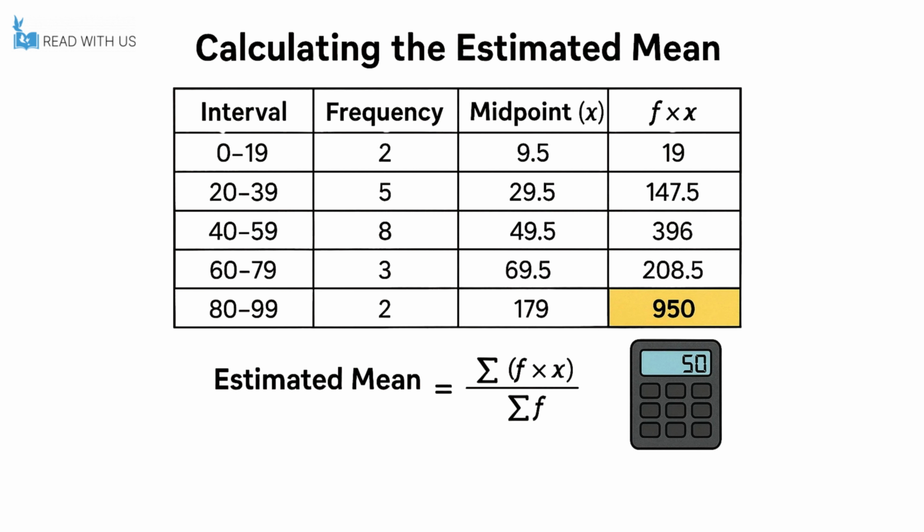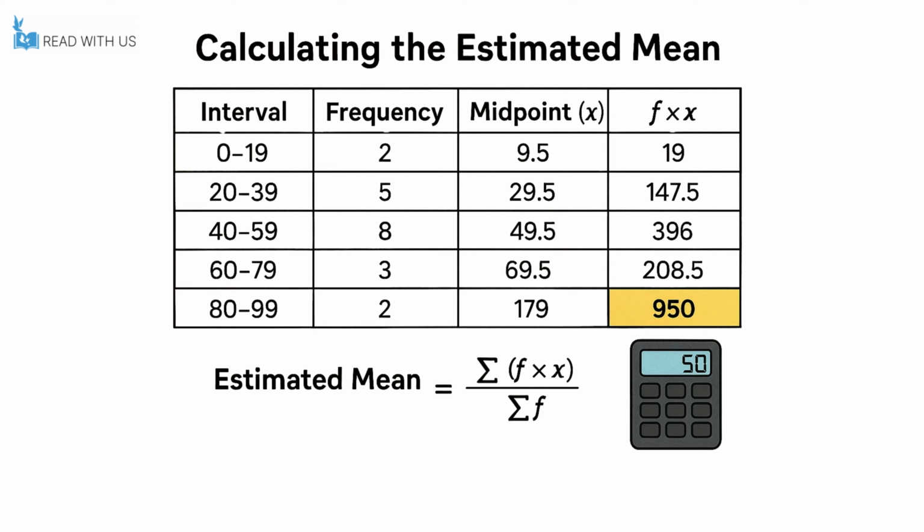9.5 times 2 plus 29.5 times 5 plus 49.5 times 8 plus 69.5 times 3 plus 89.5 times 2 equals a total of 884.